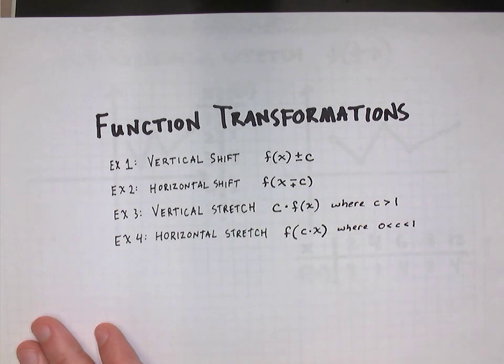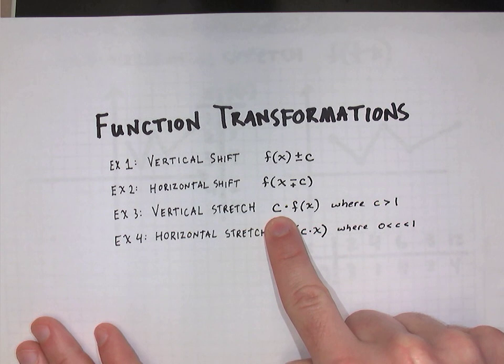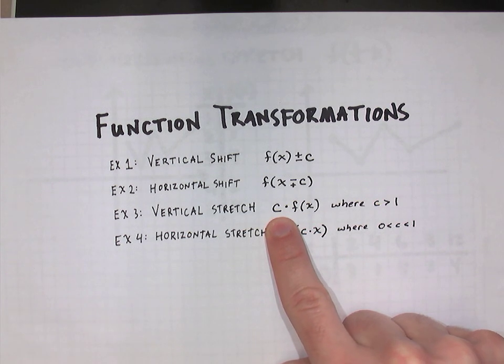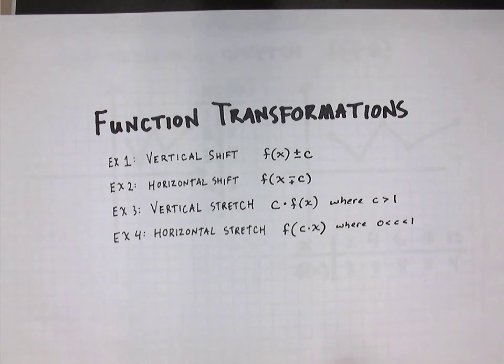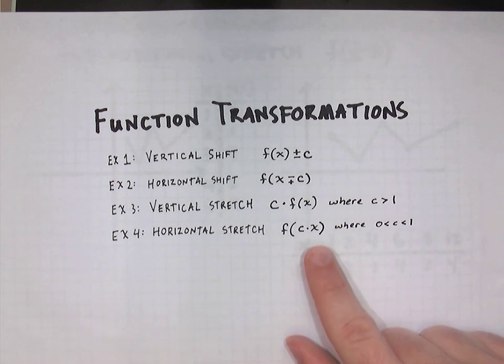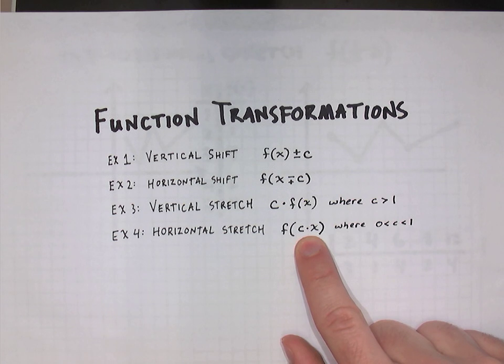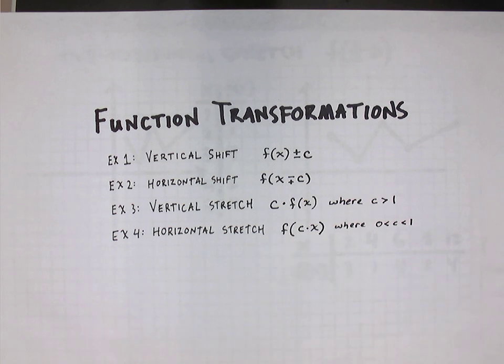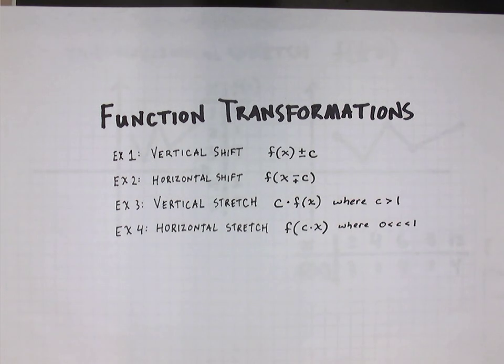A vertical stretch can be done by multiplying by a number bigger than 1 on the outside of the function. And you could compress by doing a number between 0 and 1. A horizontal stretch can be accomplished by multiplying by a value between 0 and 1 on the inside of the function. And if you multiply by a number bigger than 1, that's a horizontal compression.